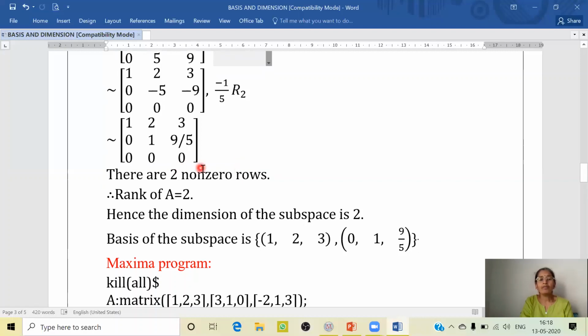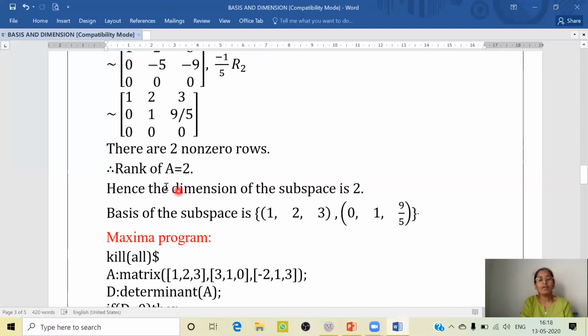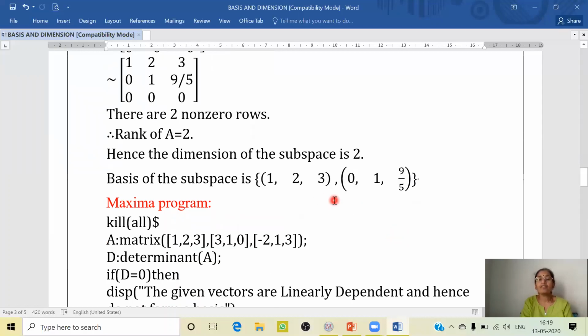So here when we bring it to the row reduced echelon form, there are two non-zero rows. Therefore, rank of A is equal to 2. And hence the dimension of the subspace is also equal to 2. And the basis of the subspace is given by the two non-zero rows here, that is 1, 2, 3, the first row vector, and 0, 1, 9 by 5, the second row vector. These two non-zero rows will form the basis of the subspace. Hence we have found the dimension of the subspace and the basis of the subspace.